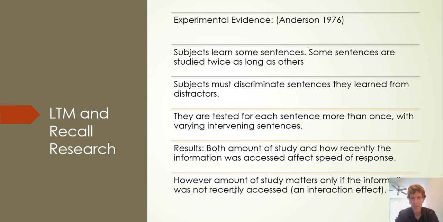Still on recall. We've done all kinds of experimental evidence on this. Subjects or students learn some sentences. Some sentences are studied twice as long as others. This gets into repetition, practice. Subjects must discriminate sentences they learn from distractors. We need to be able to tell the difference between what you need to be focusing on and what's a potential distraction. Students can be tested for each sentence more than once with various intervening sentences.